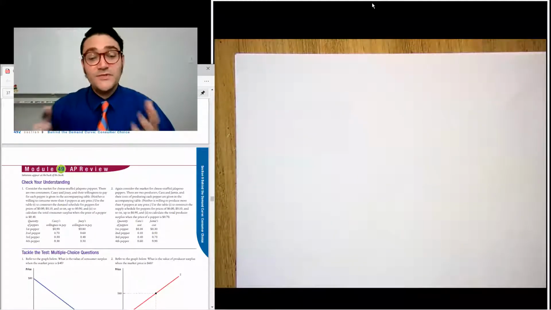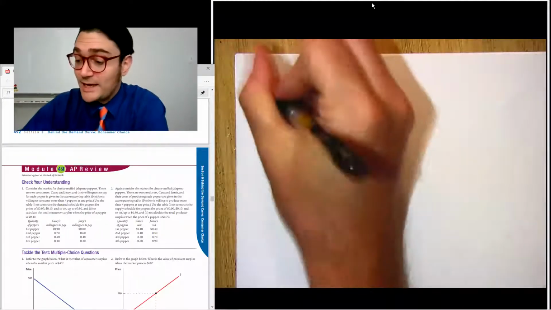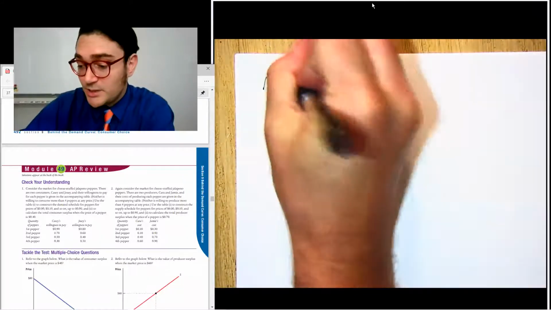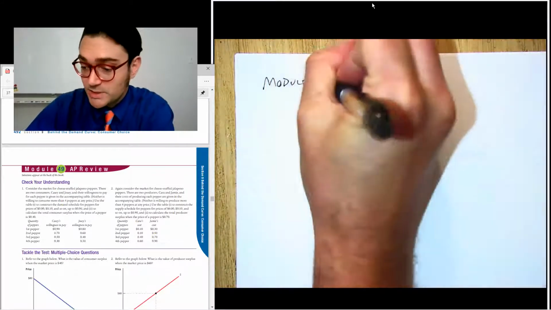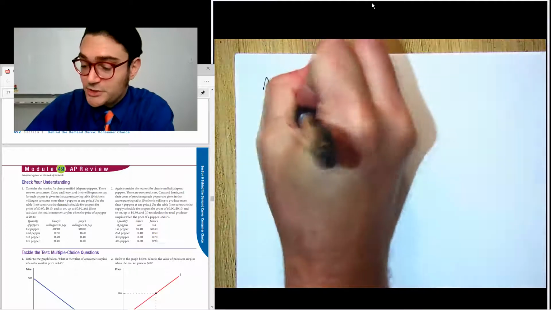Hi, everybody. So in this video, we're going to take a look at Module 49, which is all about producer and consumer surplus. So let's get started here with the check your understandings.